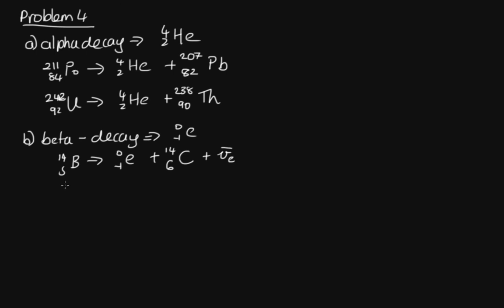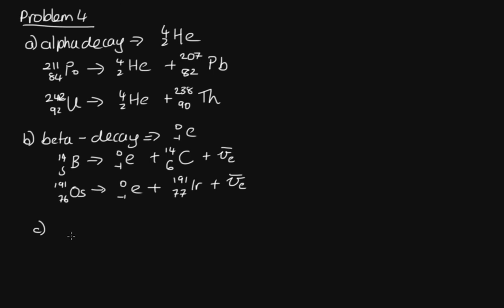Okay, next beta negative decay is our osmium 191. So we've got 76 protons there, and beta minus decay again. So 76 plus 1 gives us 77, 191 plus 0, still 191. When we look up what element 77 is, it's iridium. And then we've also got our anti-electron neutrino released.